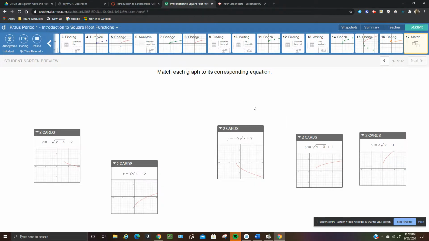All right, that's it for the introduction to square root functions. I'm going to go ahead and stop this here.